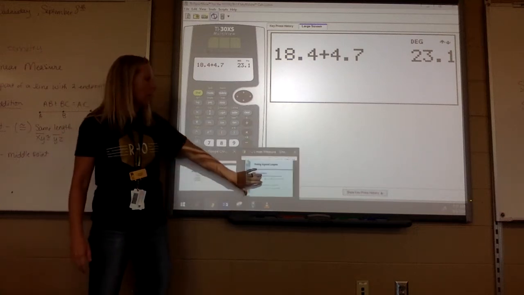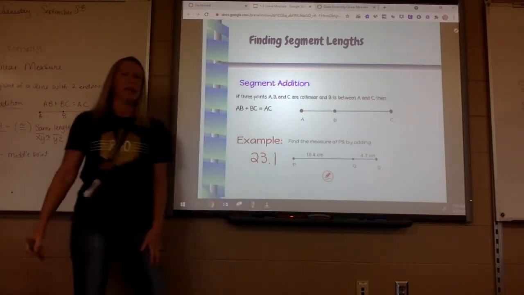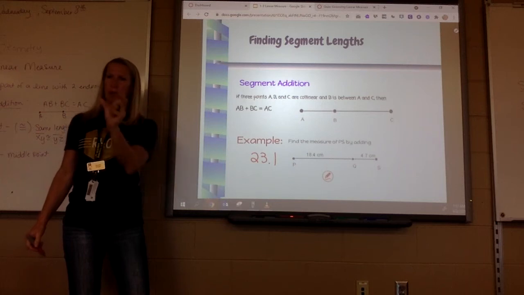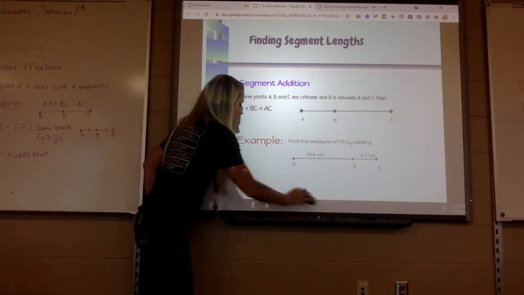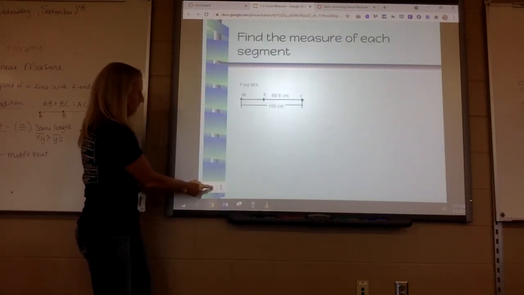It is centimeters, but in your assignment just put the number. Don't put centimeters or any of that today. So hopefully some will be that easy.